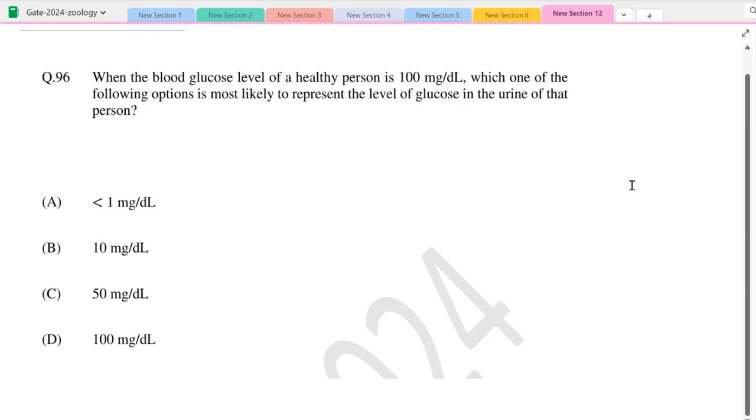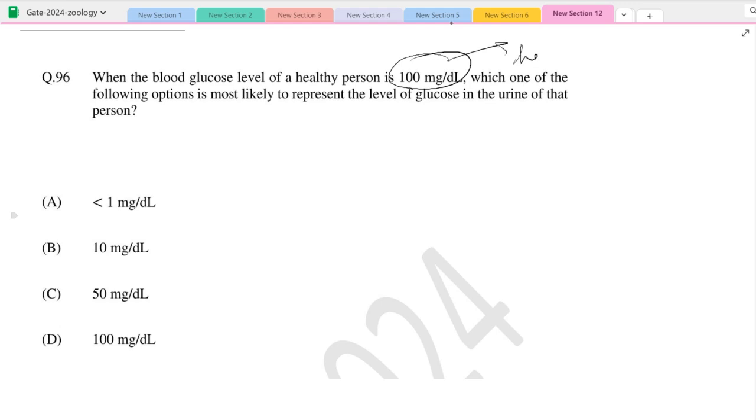When the blood glucose level of a healthy person is 100 milligram per deciliter, which one of the following options is most likely to represent the level of glucose in the urine of that person? As you can see, this is a basic biology question, or I would say a biochemistry question. 100 milligram per deciliter is for a healthy person. So when they already mentioned that this is going to be for the healthy person, the amount of glucose that is going to be excreted in the urine is going to be very less, or almost nil. So in that case, the correct answer here is option A, which is less than 1 milligram per deciliter.